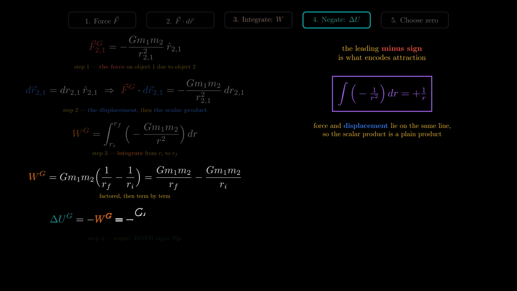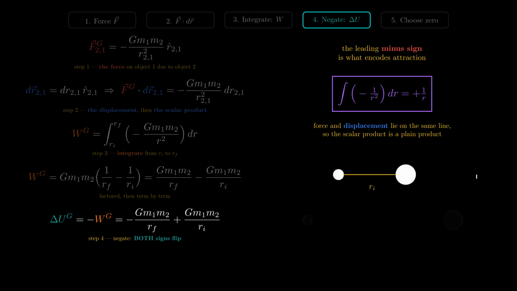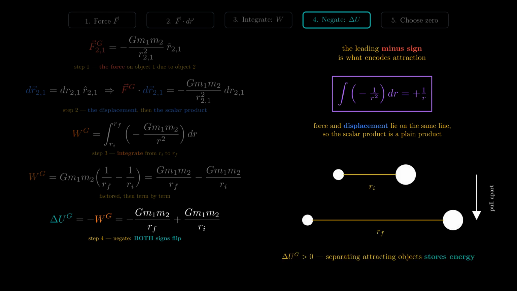Step 4, negate. Delta U is the same thing with both signs flipped. Pull the masses apart and delta U is positive. Separating attracting objects stores energy.